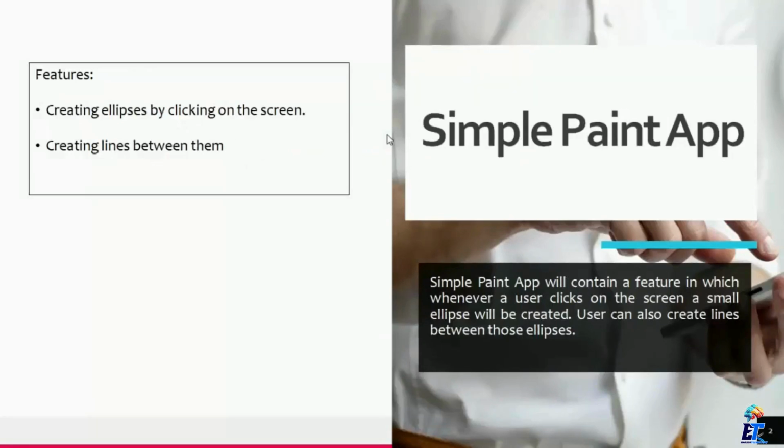So a simple paint app will contain a feature in which whenever a user clicks on the screen, a small ellipse will be created. The user can also create lines between those ellipses. So basically, whenever a user clicks on the screen, an ellipse will be created, or rather ellipses will be created, and lines will be created between them whenever a user drags the mouse.